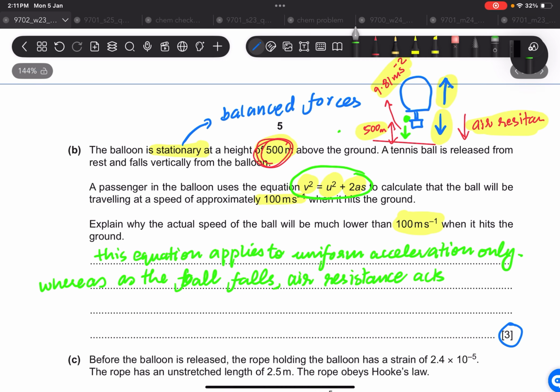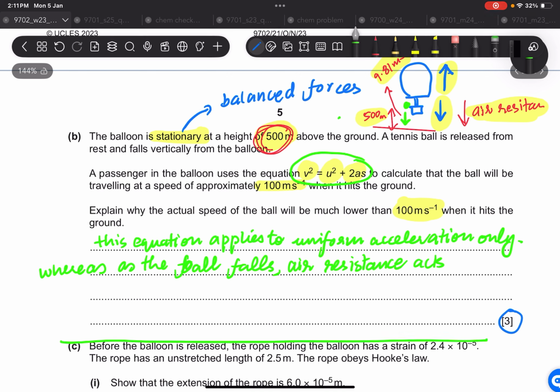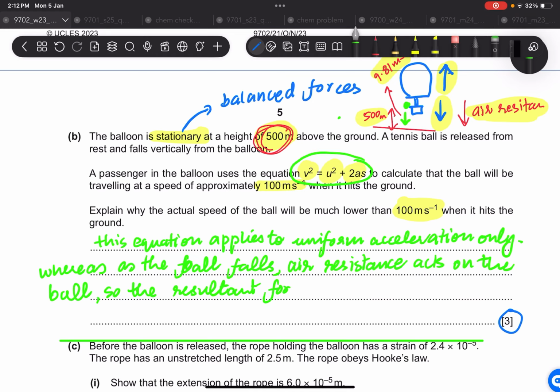No matter if you have to draw a line over here as well and write, that does not matter, but what you're trying to say should be clear, ठीक है. The ball falls, air resistance acts on the ball. Okay, अब air resistance ball पे act हुई, so the resultant force decreases, hence the acceleration also decreases.